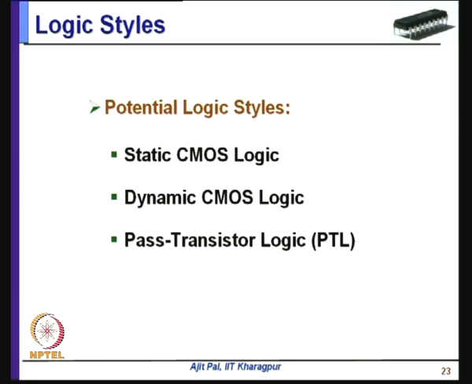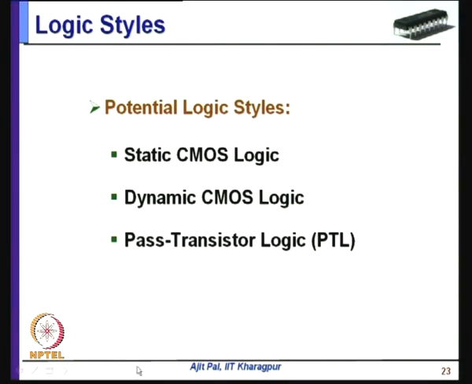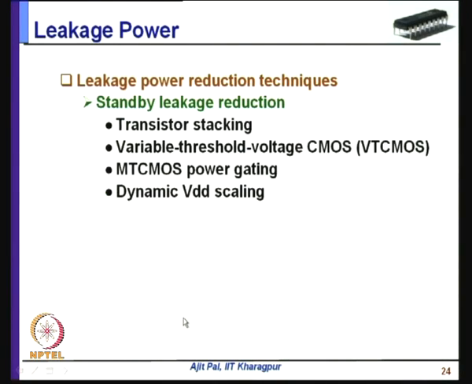Another alternative is you can make a judicious combination of static CMOS circuit and dynamic CMOS circuit, or static CMOS circuit and pass transistor logic circuit, to realize different functionalities, leading to overall reduction in power dissipation. So, logic styles is one of the important areas.